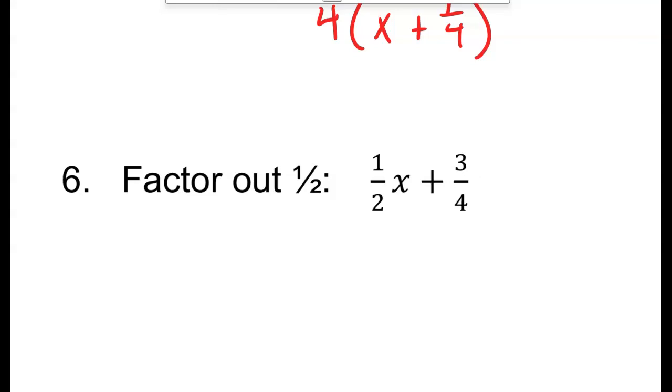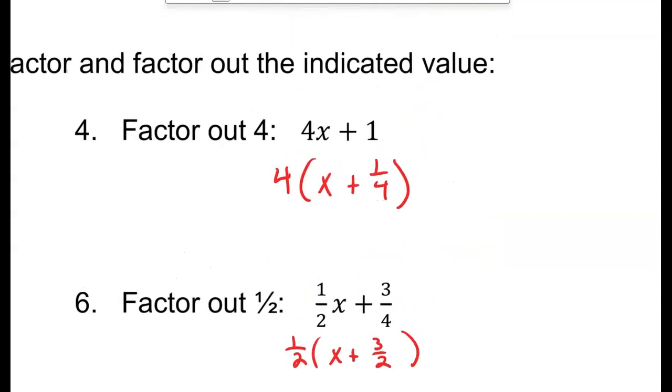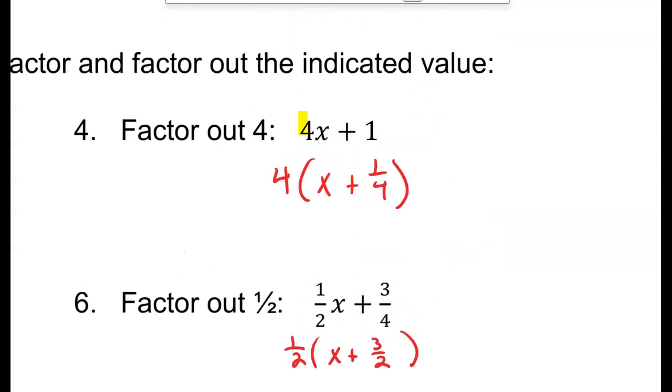All right, if we factor out 1/2, what should we have left inside our parentheses? Should be x plus 3/2. How'd you guys do? And again, the one that's not hard is, notice, every single one we factored out, we're just taking out the coefficient in front of the x variable, correct?